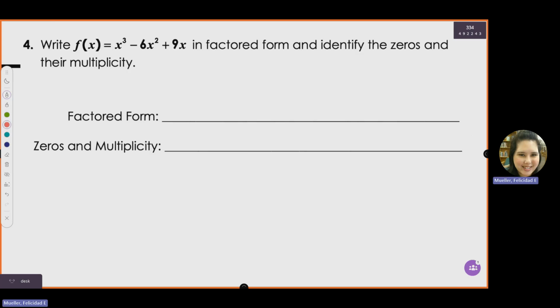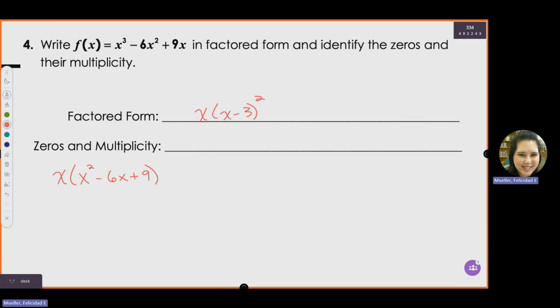All right, so for our factored form, we're going to start off by factoring out an x. And we're left with x squared minus 6x plus 9. Now, if you paid attention to the bell ringer that I gave you, I did say we were going to come back to that, and I can automatically say this is (x - 3) squared, because we did this question in the bell ringer at the very start.